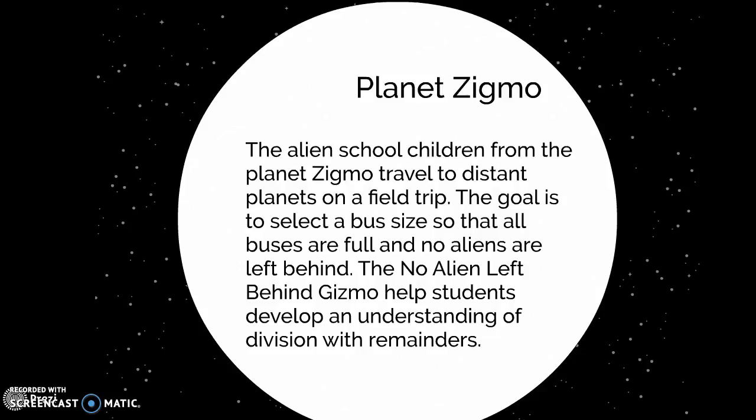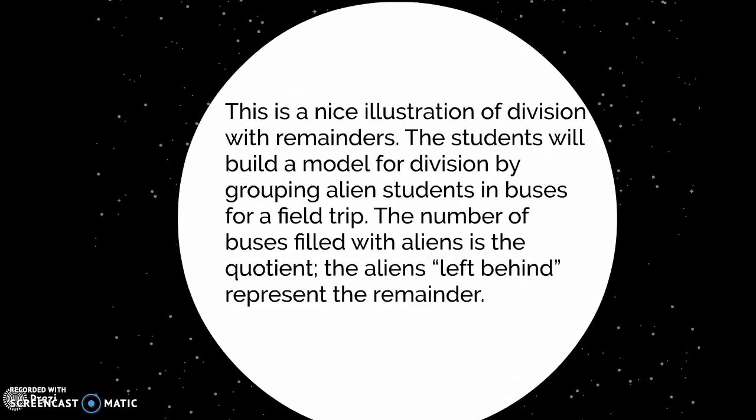The challenge for this assignment is that the alien school children from the planet Zigmo travel to distant planets on a field trip. The goal is to select a bus size so that all buses are full and no aliens are left behind. This is a nice illustration for students of division with remainders. Students will build a model for division by grouping alien students in buses for a field trip. The number of buses filled with the aliens is the quotient, and the aliens left behind represent the remainder.